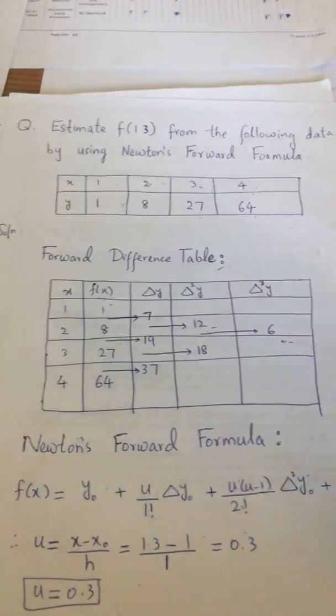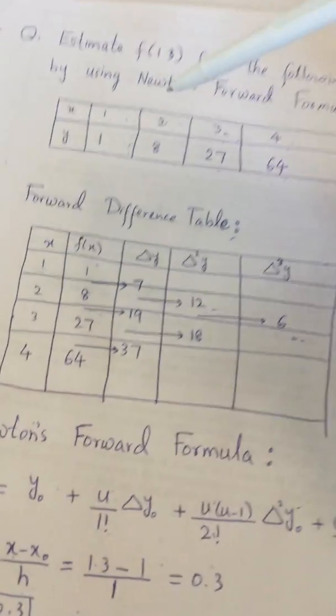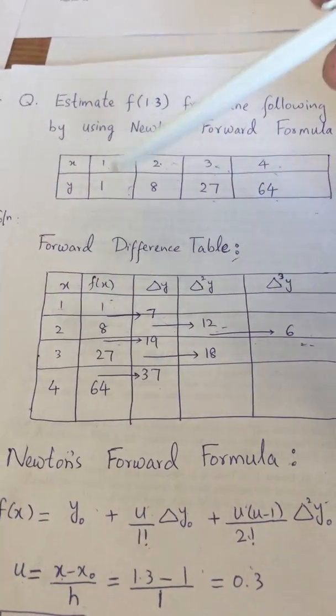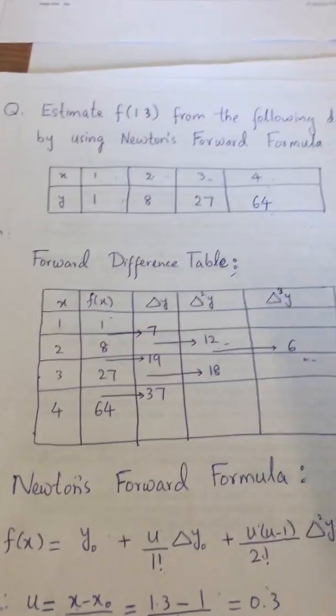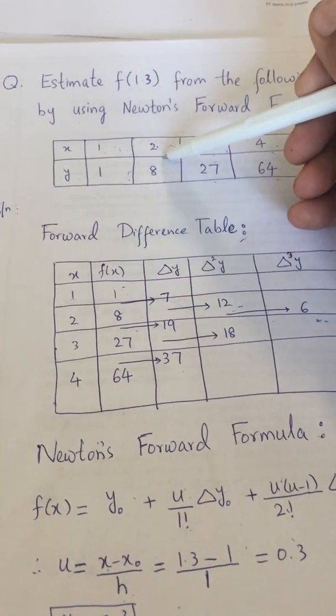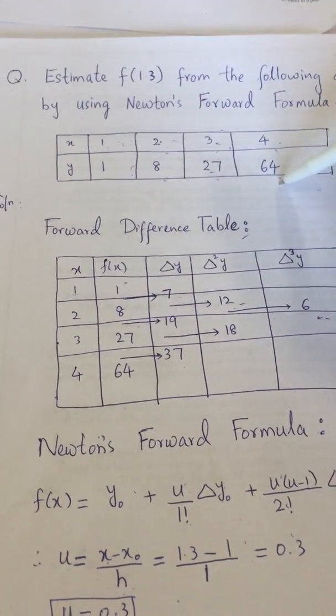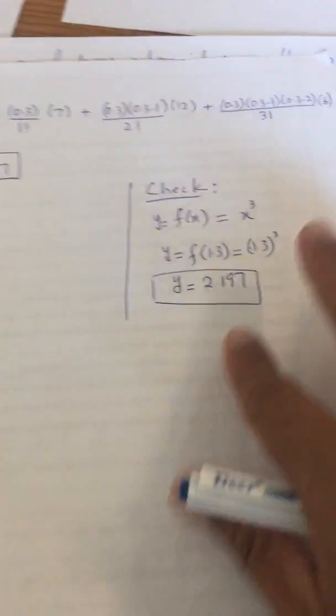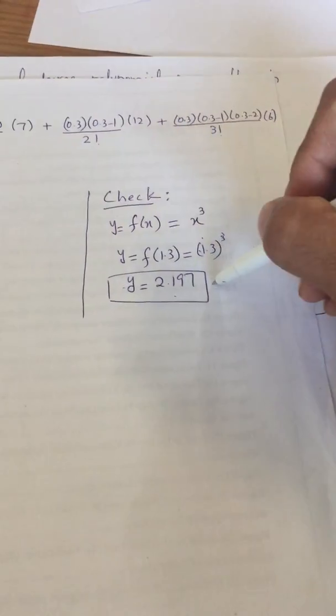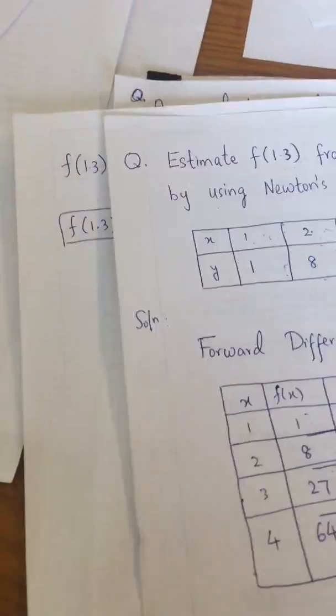You see here, if you go deeply, this data is like we can make a function: y is equal to x cube. If we make the function, see, 1 cube is 1, 2 cube is 8, 3 cube is 27, 4 cube is 64. We check here, 1.3 cube is 2.197. This is an alternate method, right?